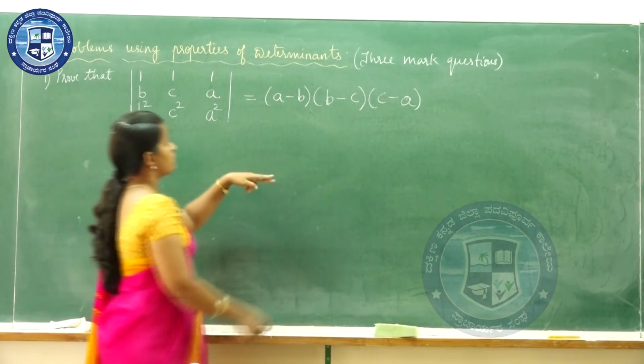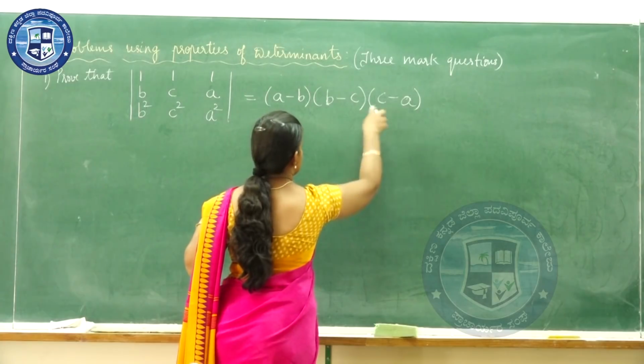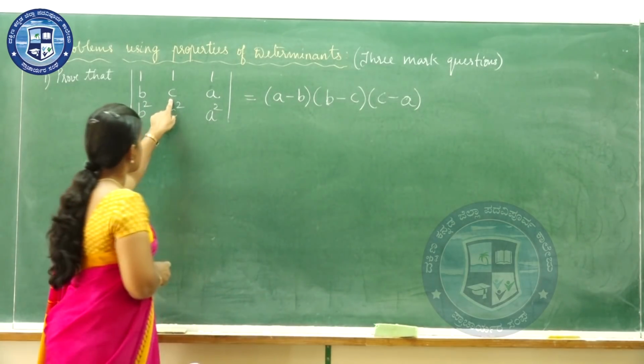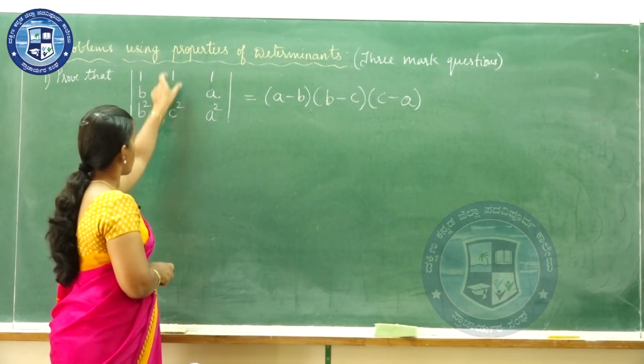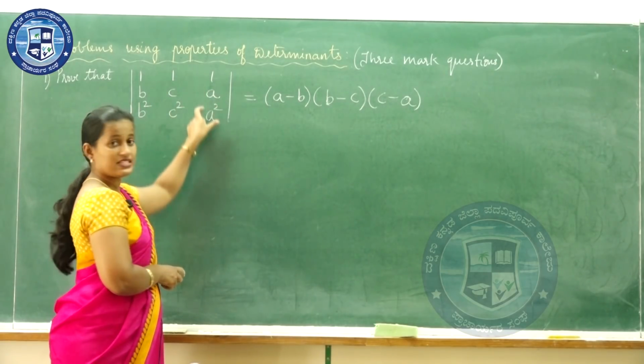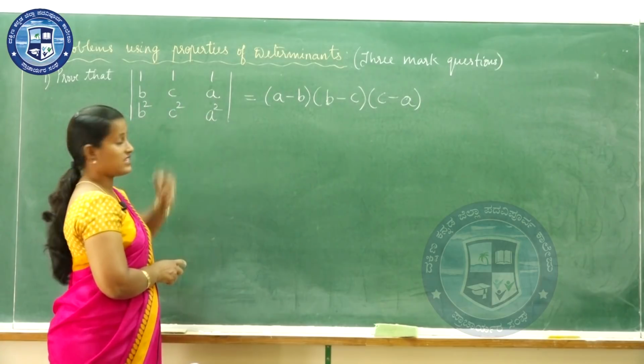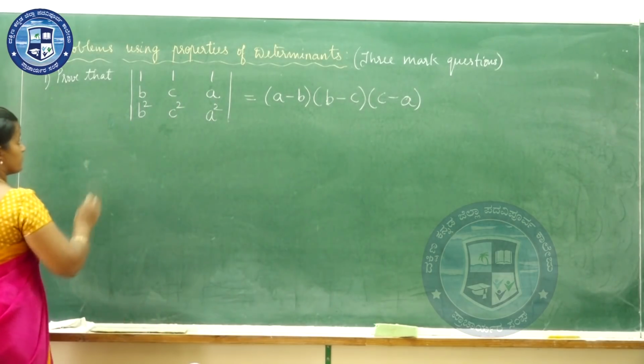So look at another term here, C minus A. So C is here, A is here. If you want C minus A, what should you do? Column 2 minus column 3. So you will get C minus A. So let us do this first.